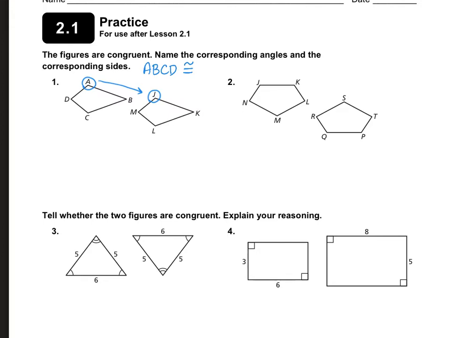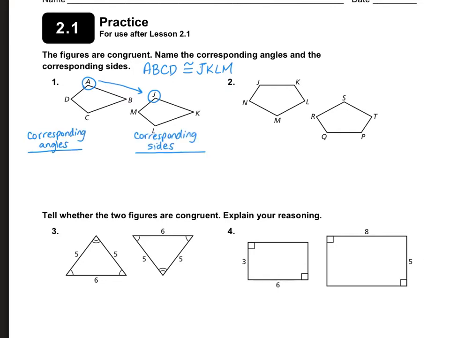And since I started with A, I have to start with J, and then I'm just going to go around just like I did on the other one. So J, K, L, M. The reason why I do that is because now I don't need to look at the picture anymore. All I need to do is look at this to help me find the corresponding angles and corresponding sides.